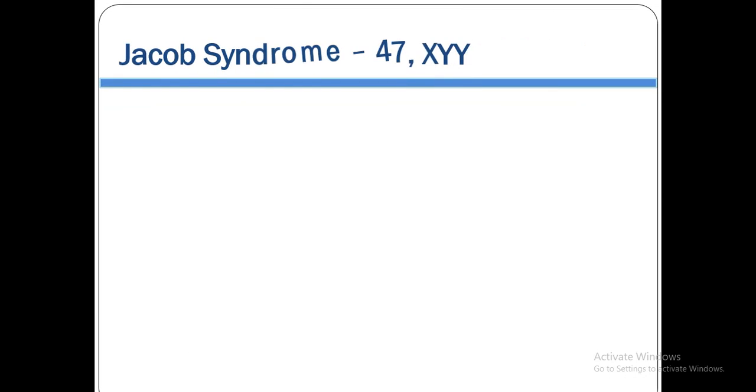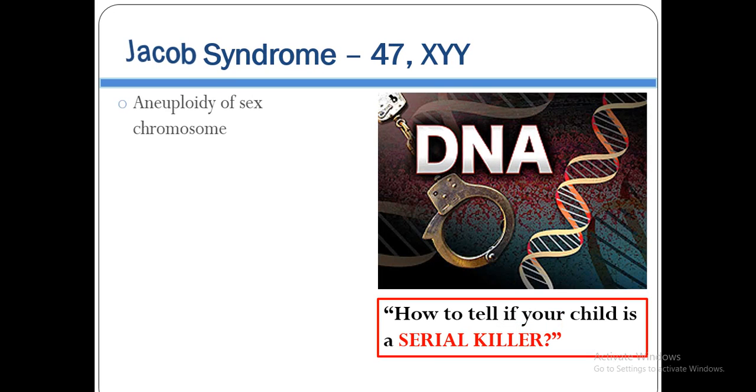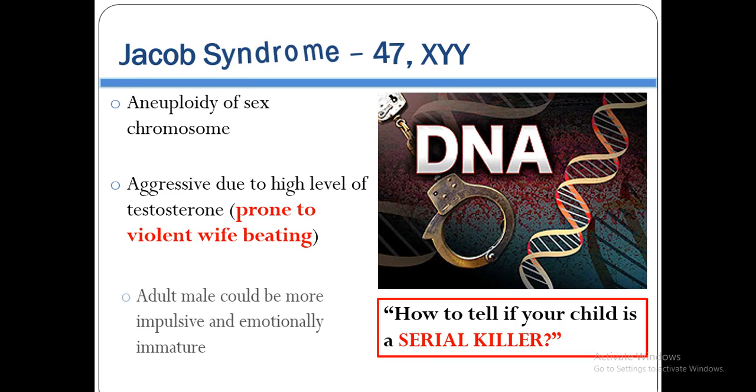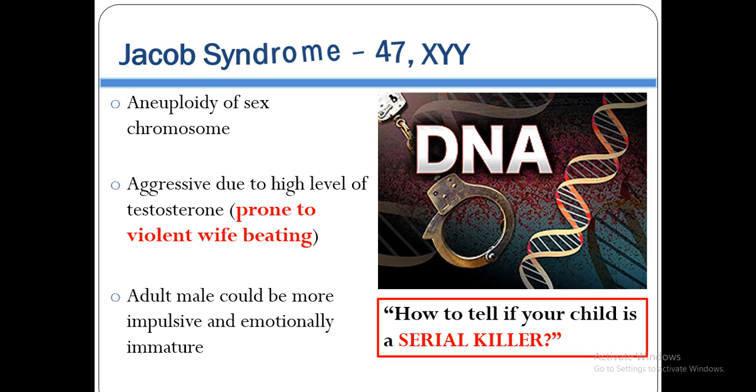Next in line is your Jacob syndrome. Instead of having XXY, this time it has XYY. So it has an extra Y chromosome, and instead of having 46, it has 47 chromosomes. Basically, Jacob syndrome is brought about by an excessively high level of testosterone during pregnancy, because the mother could be experiencing stress, or experiencing trauma due to beating by the husband during pregnancy.